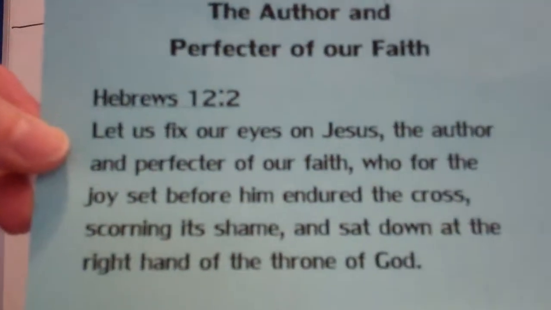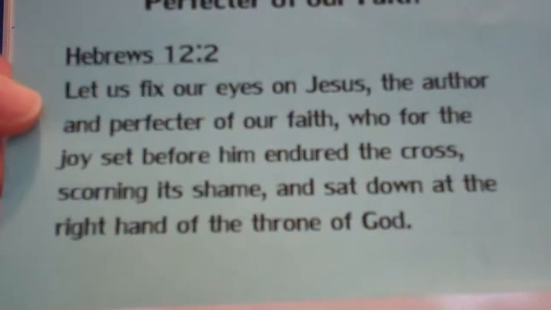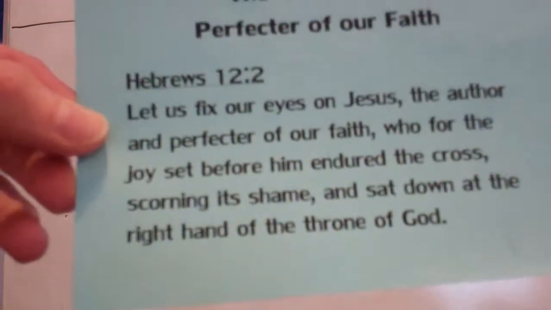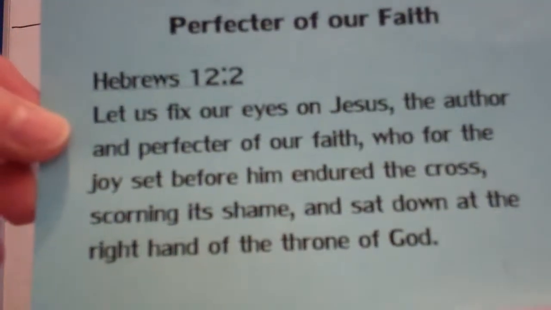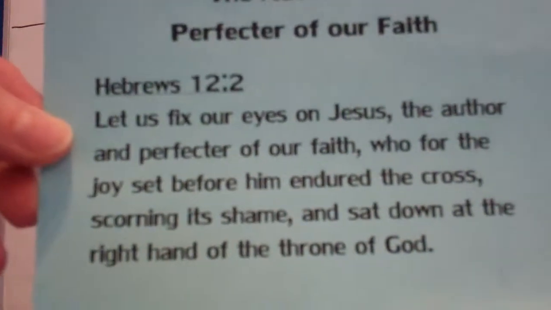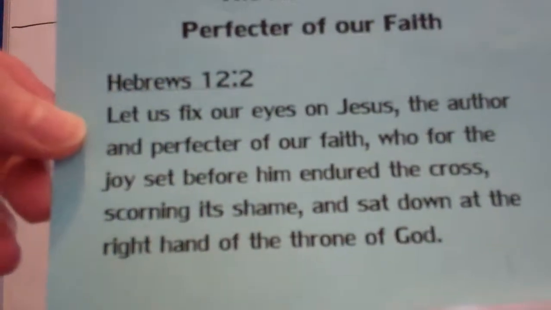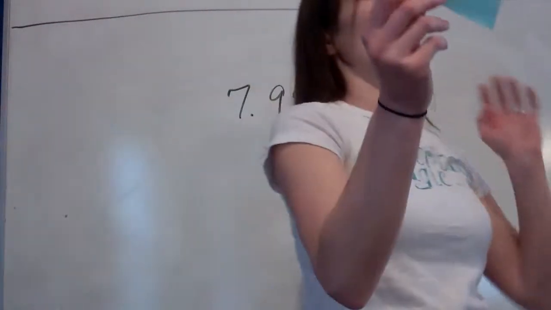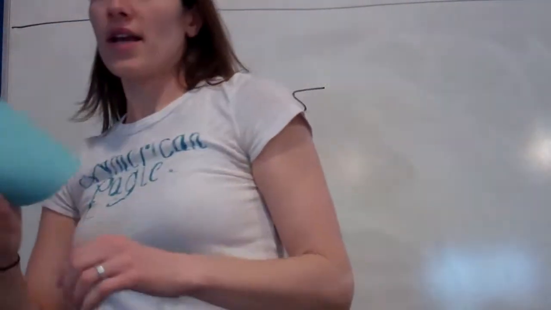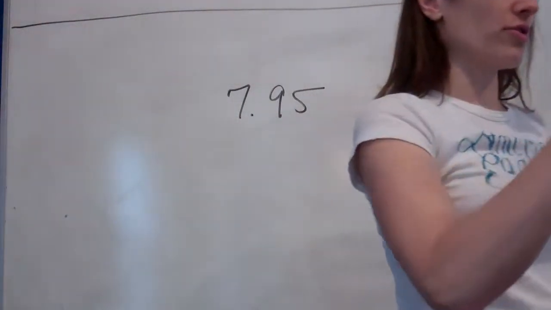Hebrews 12:2. Let us fix our eyes on Jesus, the author and perfecter of our faith, who for the joy set before him endured the cross, scorning its shame, and sat down at the right hand of the throne of God. All right, okay. And we talked about Jesus being the author and perfecter of our faith, okay? And so I just wanted to read that and give that to you today.